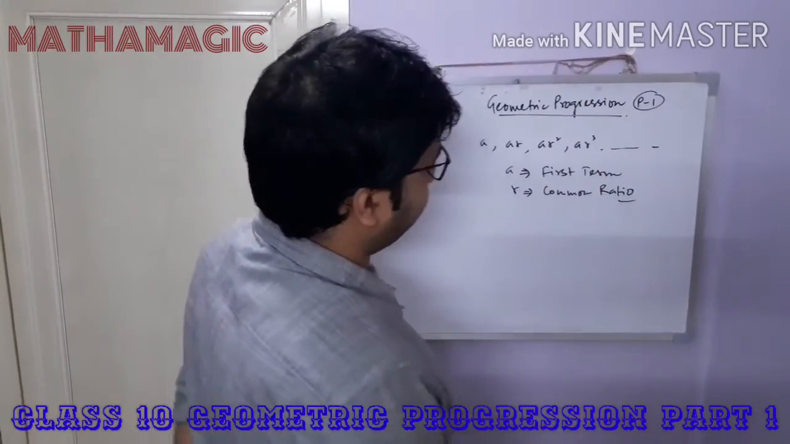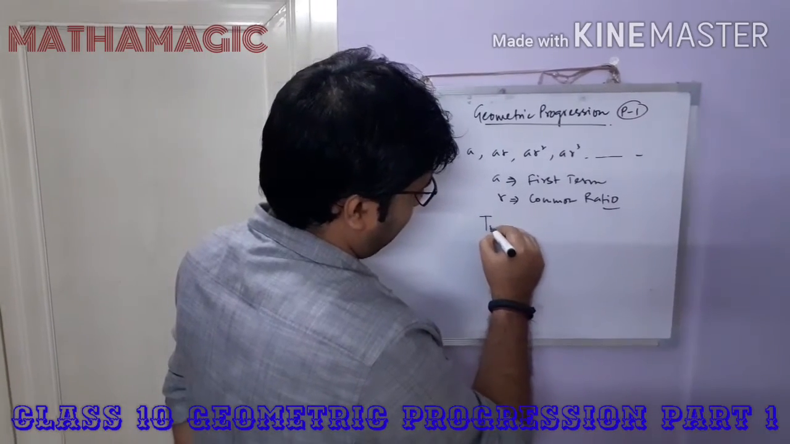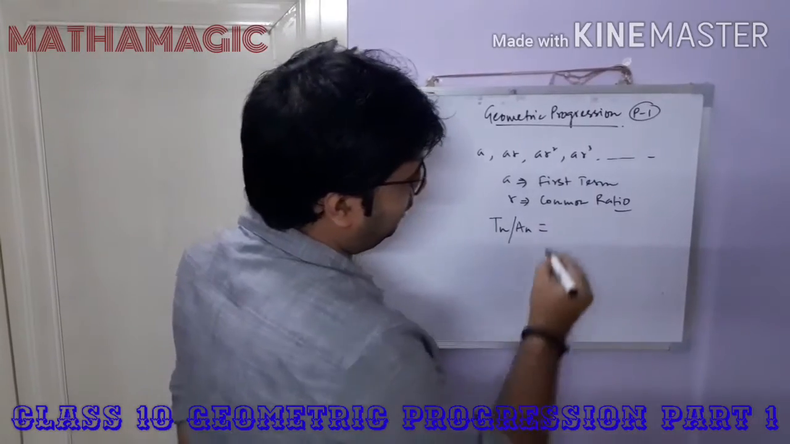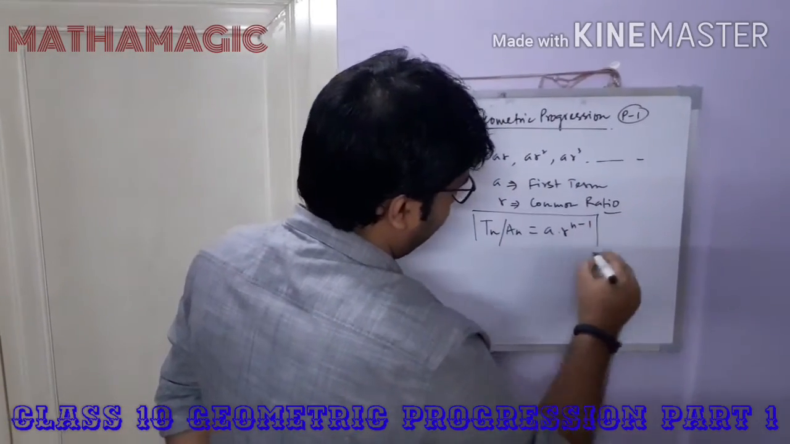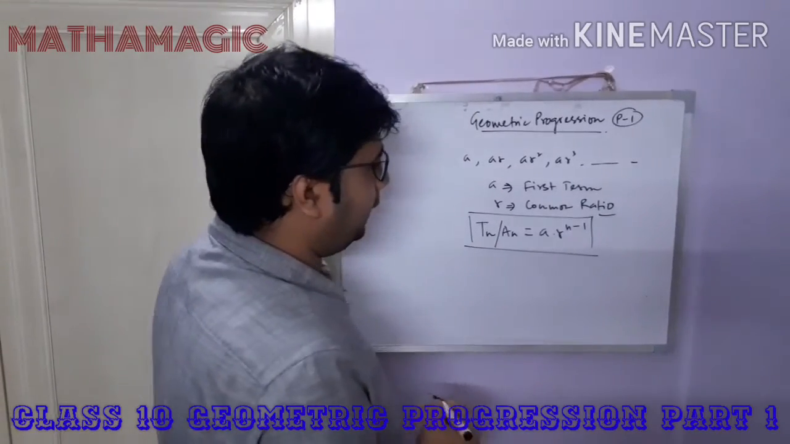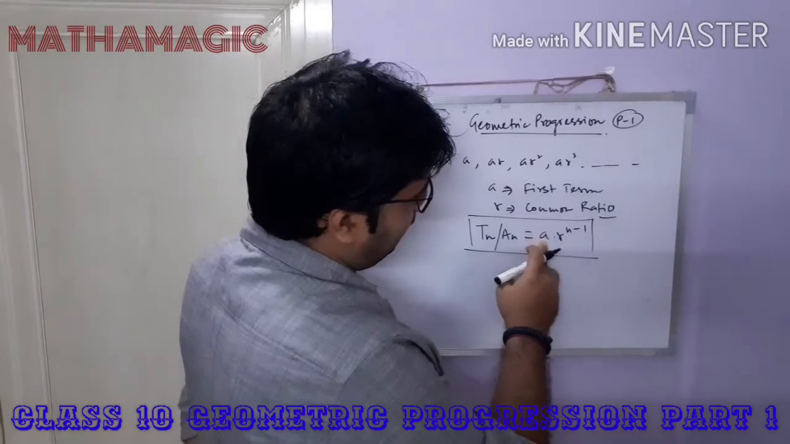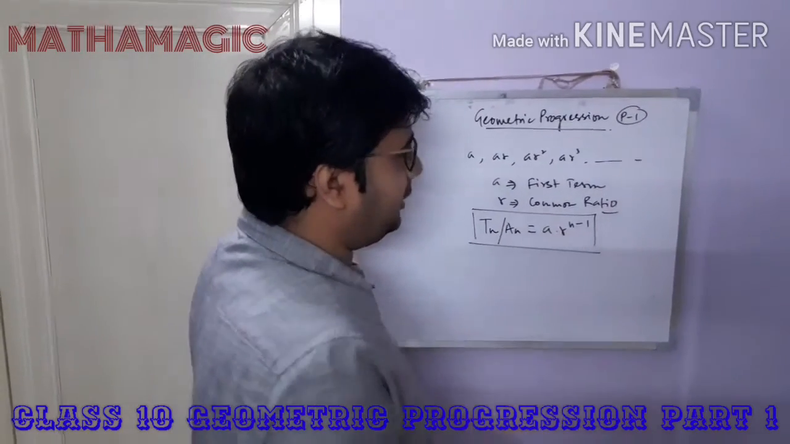So by seeing this we can easily find out that the nth term, that is Tn or An, whatever you write, can be written as a into r to the power n minus 1. This is the first formula. Tn, the nth term of a GP series, is a into r to the power n minus 1. How does this particular term arise?